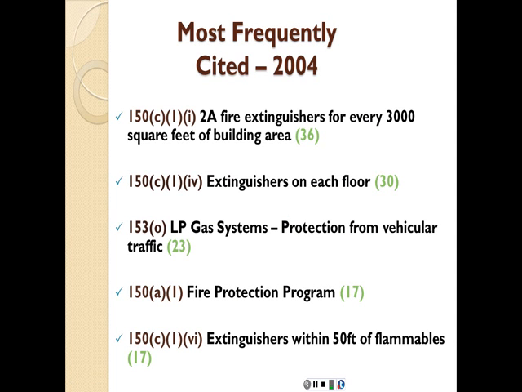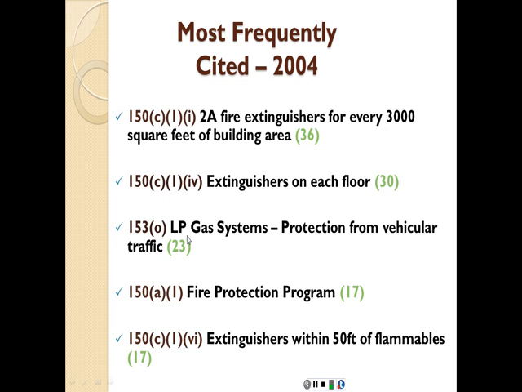The most frequently cited violations when it comes to fire, that was actually in the year 2004, which is pretty much the same for every year. 1926.150(c)(1)(i), 2A fire extinguishers for every 3,000 square feet of building area not existing. 1926.150(c)(1)(iv), extinguishers on each floor that are not existing.